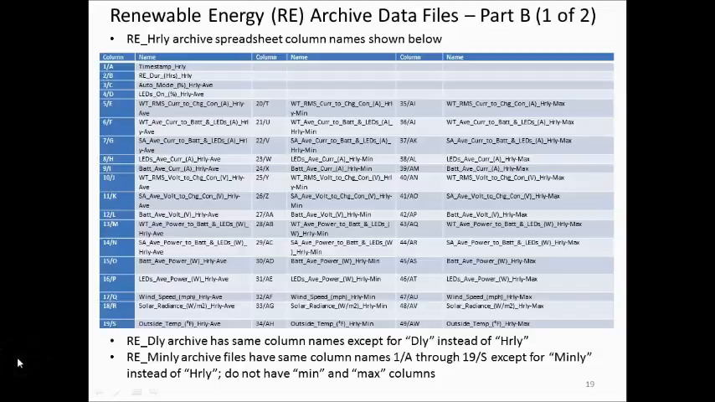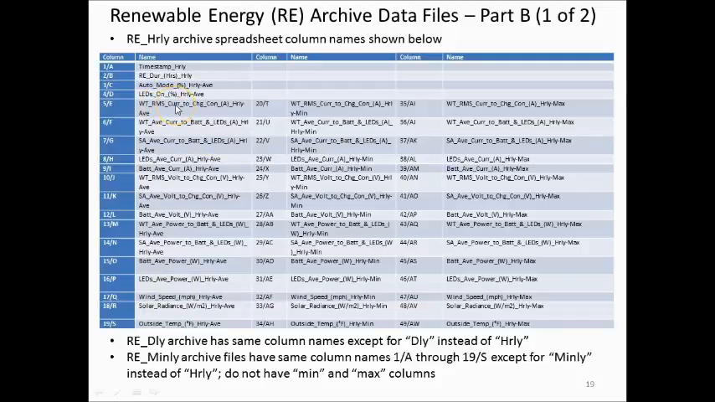Here's a listing of all the columns in the RE hourly archive files, a subset of which were listed under the Part A discussion. Hopefully the meaning of each column will be clear from the previous discussions. Note that the wind turbine current and voltage to its charge controller are derived from the 1-second RMS statistics. All of the other data is derived from the 1-second averages.